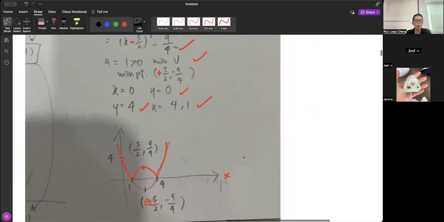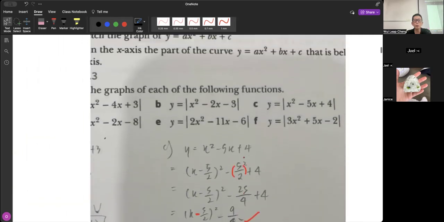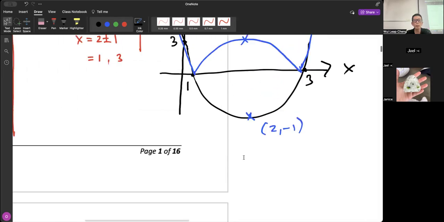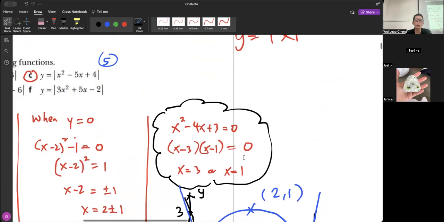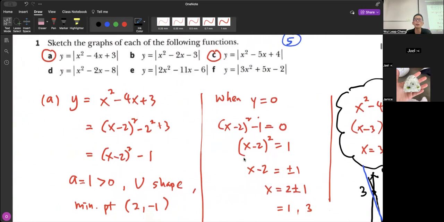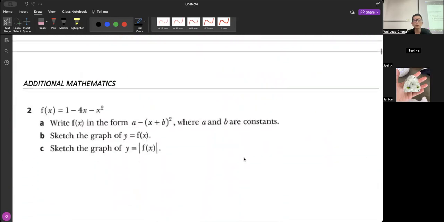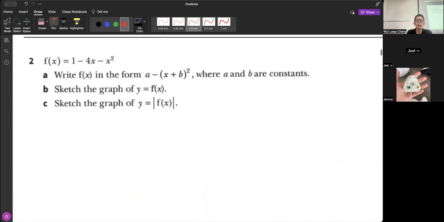Okay, if no problem, the other few I think I won't discuss because this one is not very common. It will not come out very often in the exam, the graph. Not really important. Okay. We go to question 2.